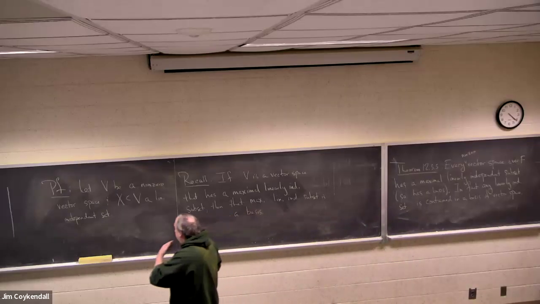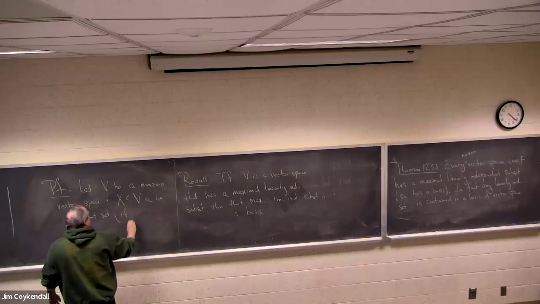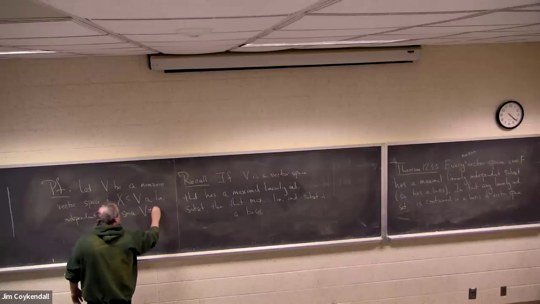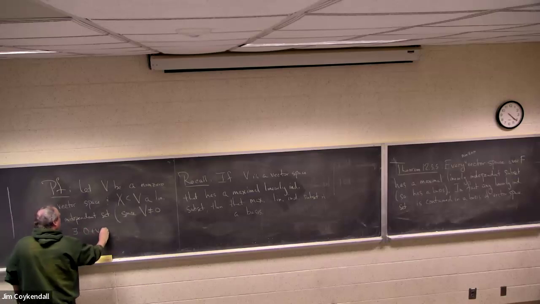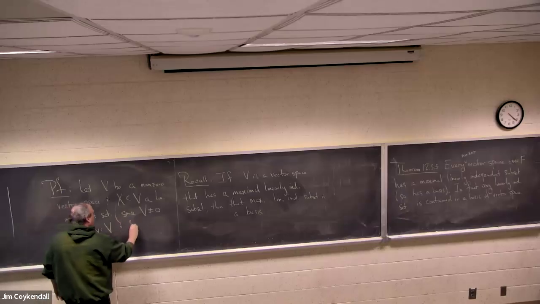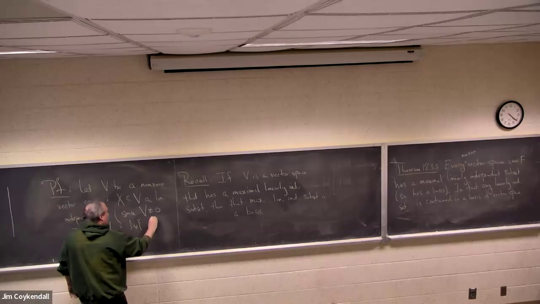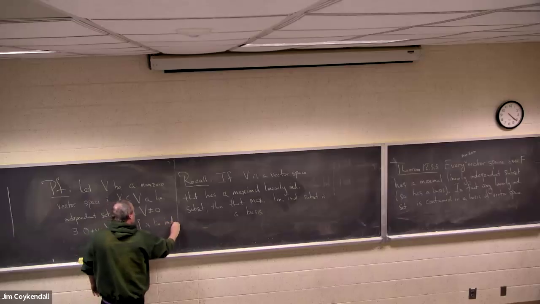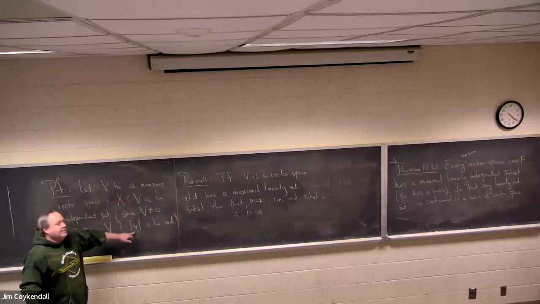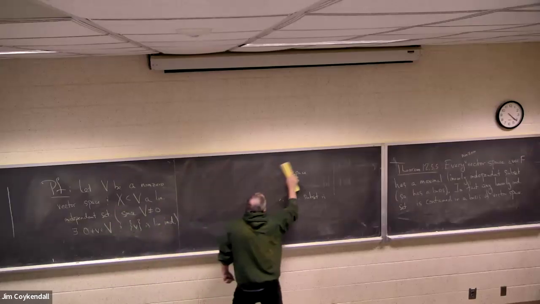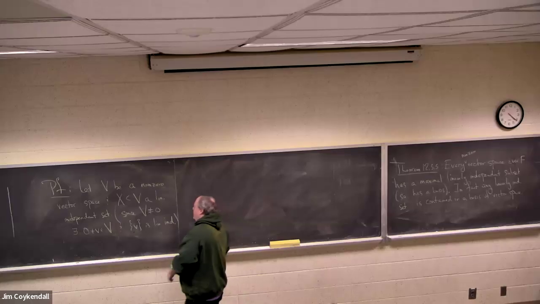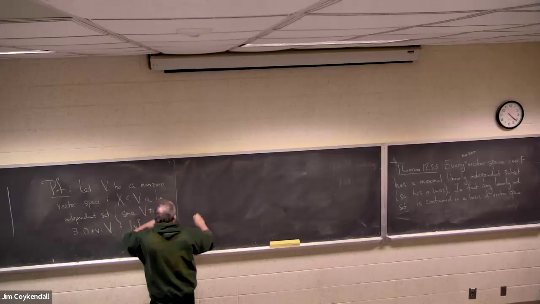But recall, since V is not the zero vector space, there exists a non-zero v in V, and the set {v} by itself is linearly independent, because if you have lambda times v equals zero, and you're over a field, I did that actually. Let me finish this off here.